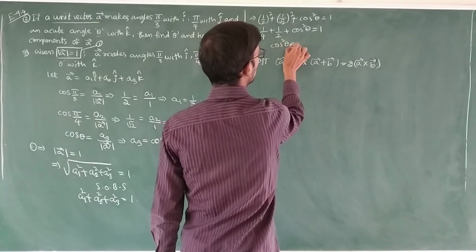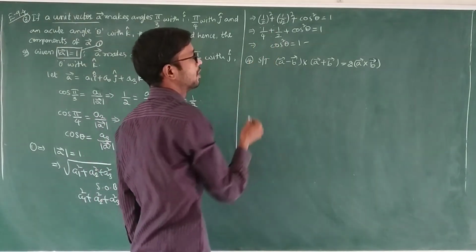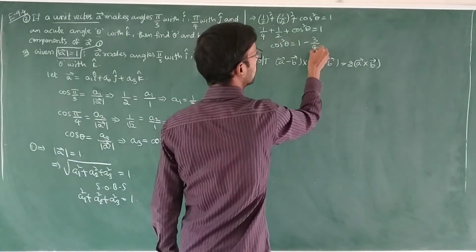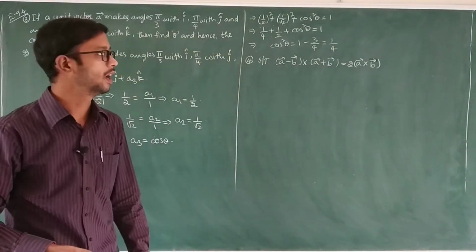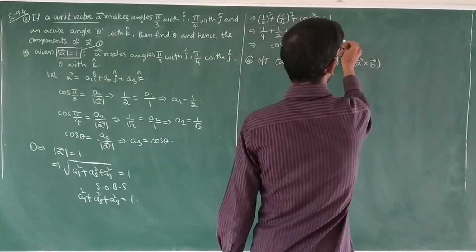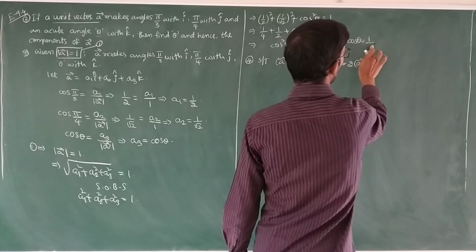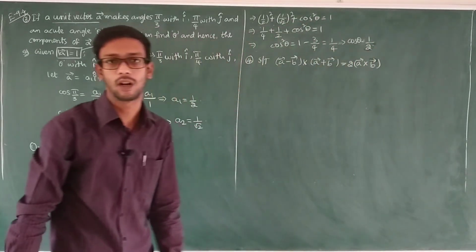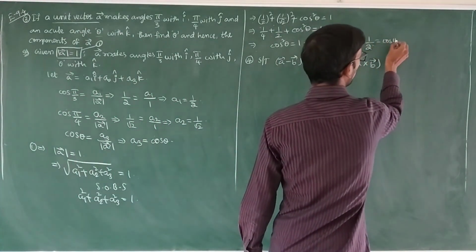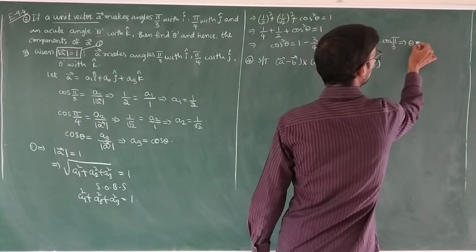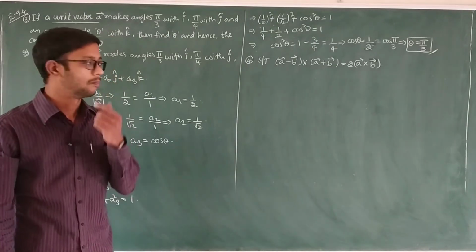Cos square theta is equal to 1 minus this value. How much do you get? 3 by 4, so that is 1 by 4. Cos square theta is equal to 1 by 4. Cos theta is equal to 1 by 2, that is nothing but cos pi by 3. Theta is equal to pi by 3.